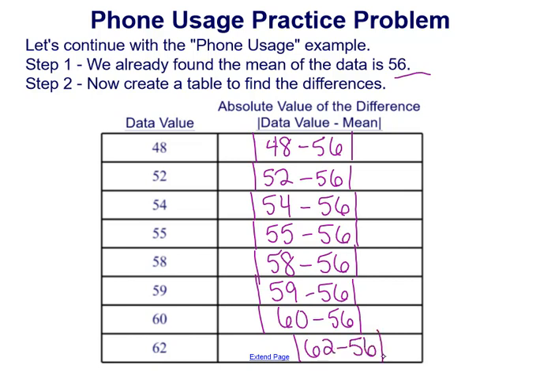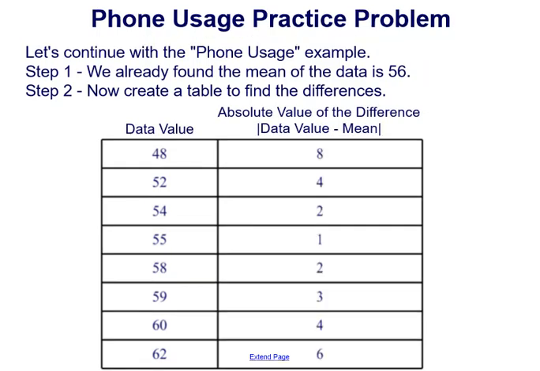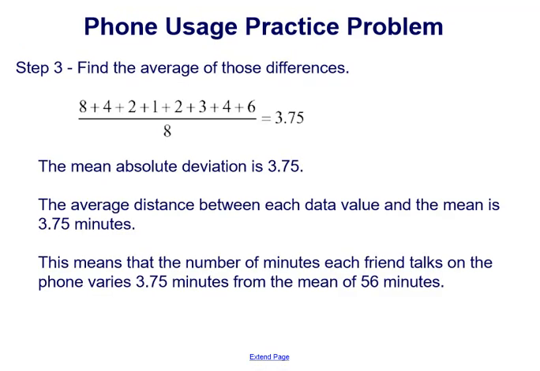Again, I'm just taking each data value and taking the absolute value of the difference between that data value and the mean. So we end up with these numbers: 8, 4, 2, 1, 2, 3, 4, 6. Now we add up all those values to find the average. So we're doing 8 plus 4 plus 2 plus 1 plus 2 plus 3 plus 4 plus 6, dividing by the 8 numbers that are there, and that gives us 3.75. So the mean absolute deviation is 3.75. The average distance between each data value and the mean is 3.75. This means that the number of minutes each friend talks on the phone varies 3.75 minutes from the mean of 56. That's what the mean absolute deviation is telling us about the problem.